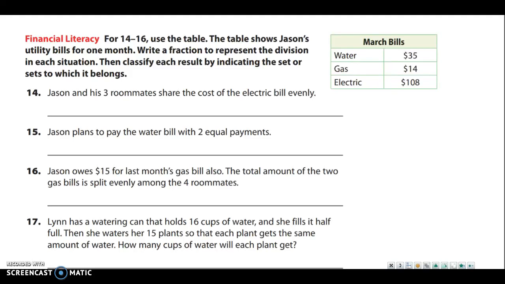Okay, we are on page 52. And this is where the questions get a little bit harder. I'll do my best to explain it to the best of my ability, but if you need extra instructions, please ask me. Financial literacy. For numbers 14 through 16, use the table.